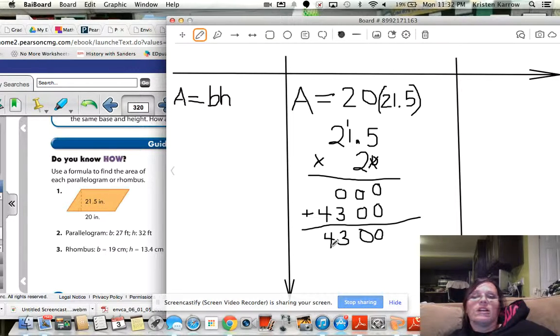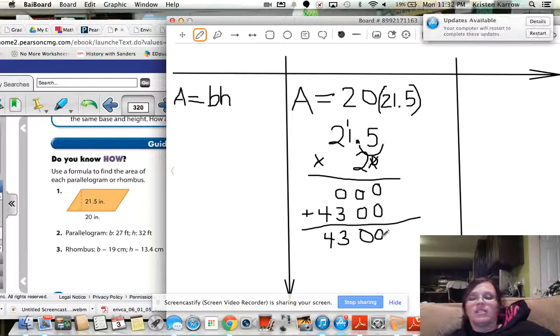Now, I have to take into consideration that I have to turn this whole number back into a decimal by dividing. And I have 1 decimal place over here, so I'm going to use my shortcut. I'm going to start at the end of my whole number. I'm going to swoop in that 1 decimal place. And I've changed 4,300 into 430, which is very close to my estimate.